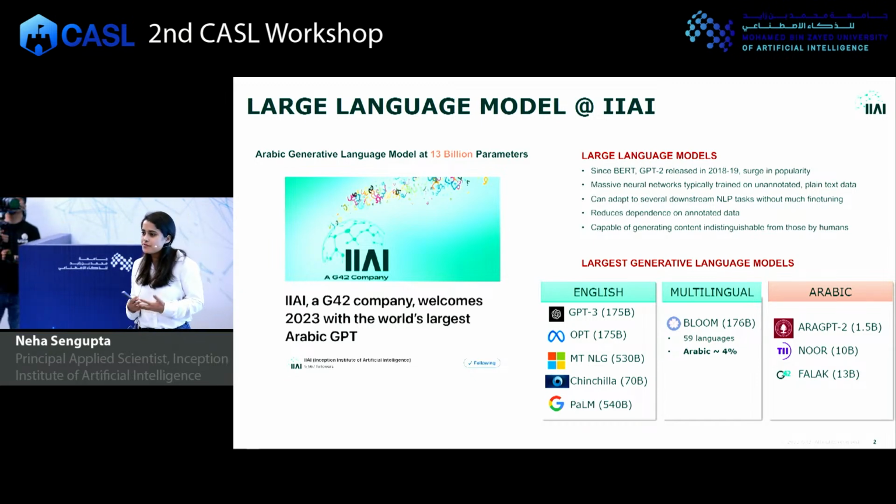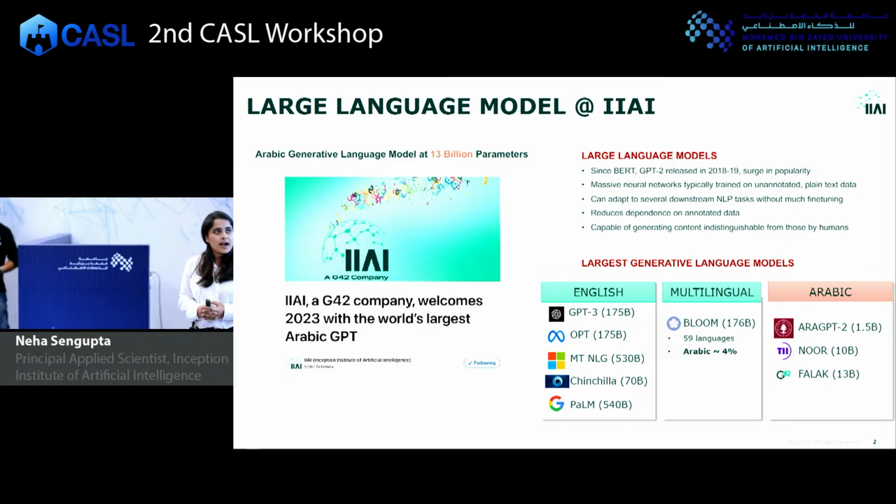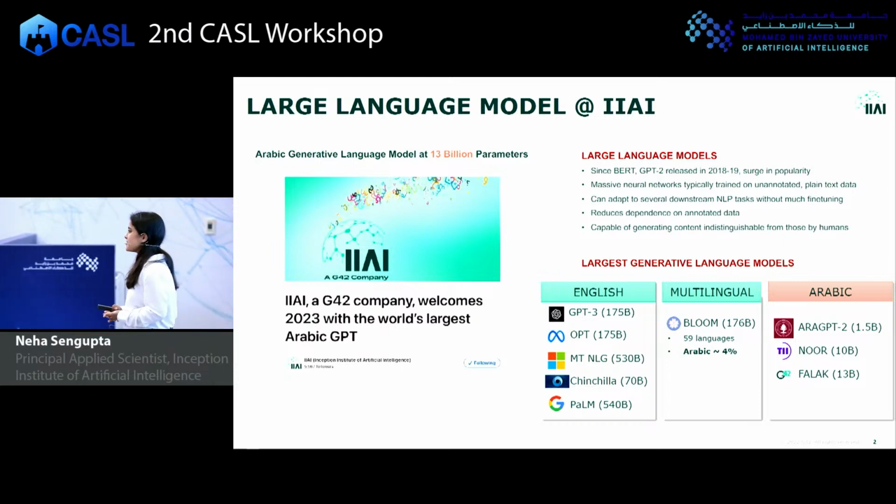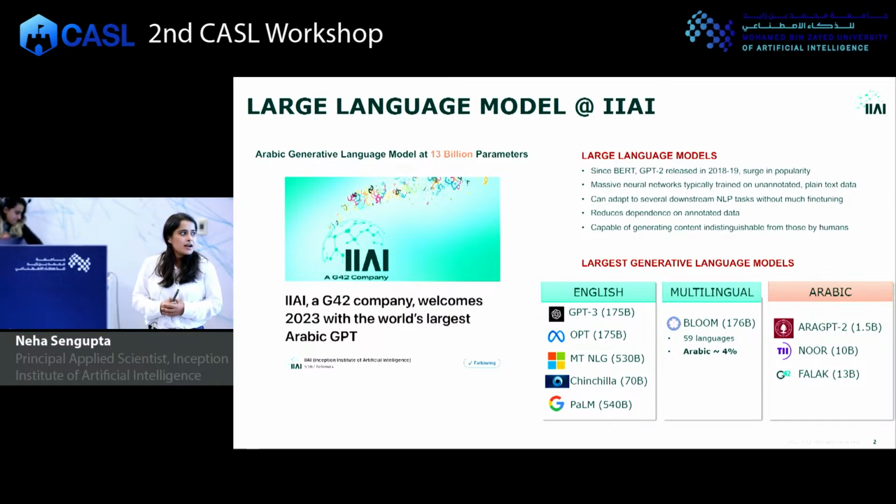We have a lot of downstream NLP tasks in Arabic that we support. So we are hoping that this large language model can then start supporting those downstream tasks without the need for specialized models. We have, obviously, in the Arabic world, faced a lot of challenge in acquiring reliable, good quality annotated data. So we want to use this model to get around that.